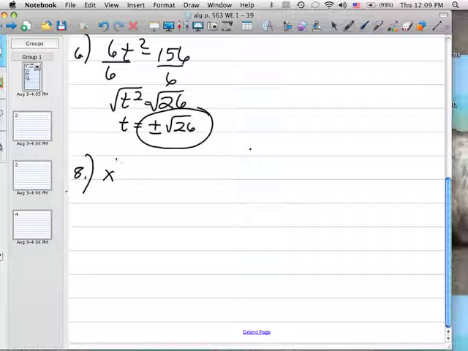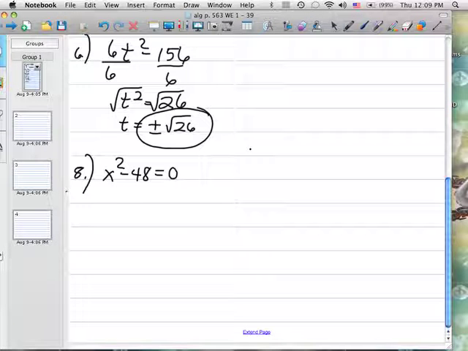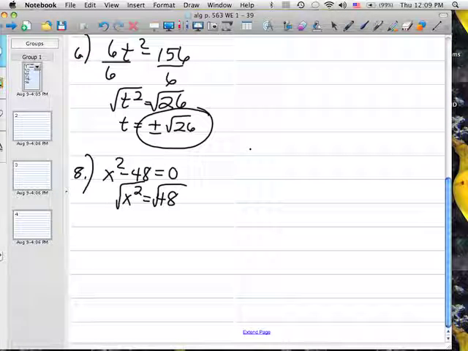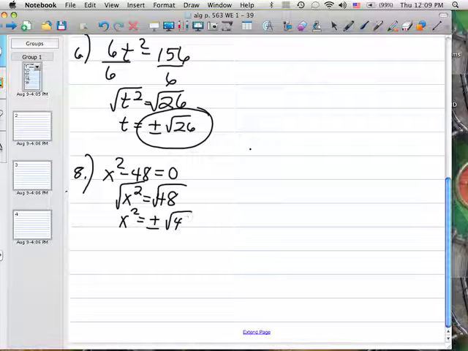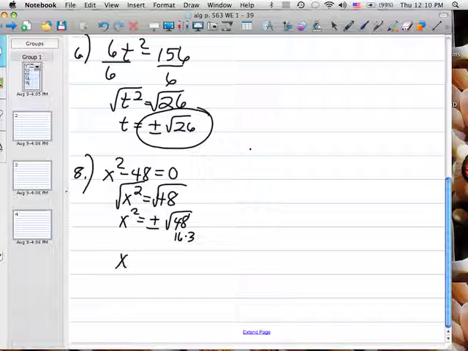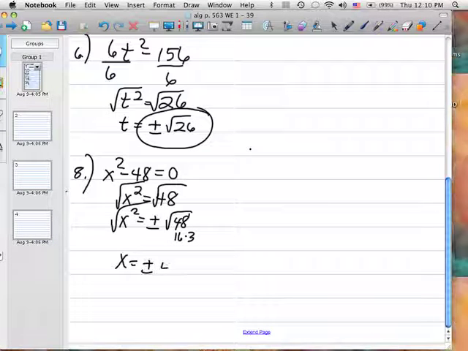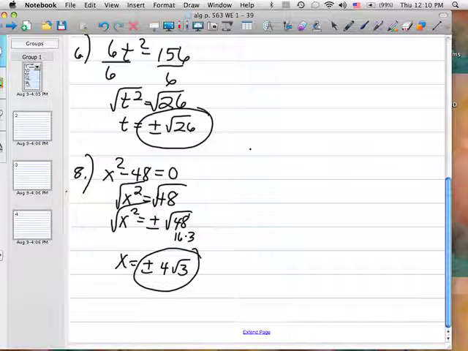Number 8, we have x squared minus 48 equals 0. Isolate the perfect square, so we add 48 to both sides, so it's x squared equals 48. Take the square root. We get x equals plus or minus the square root of 48. There is a perfect square, and 48 is 16 times 3, so x equals plus or minus 4 radical 3, taking out the square root of 16.